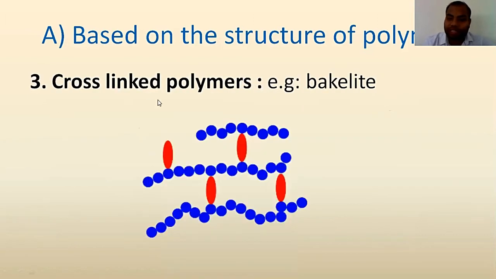The next kind of polymer is the cross-linked polymer, meaning there is linkage between the various branches or various linear chains of this molecule.